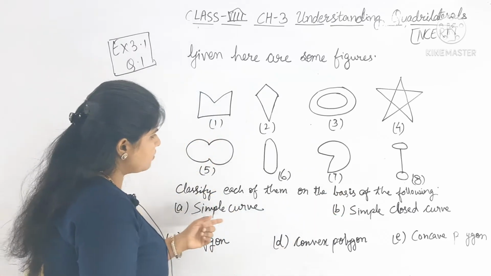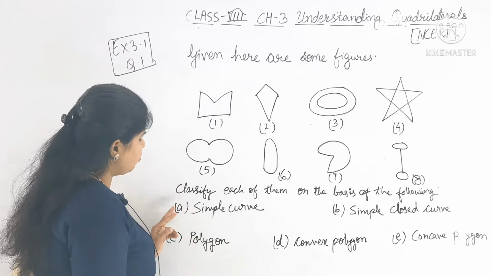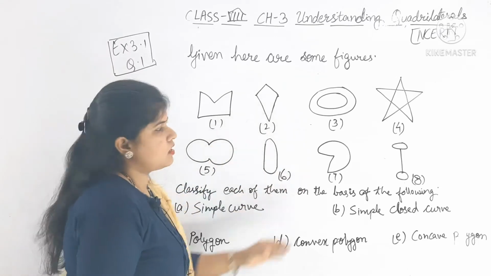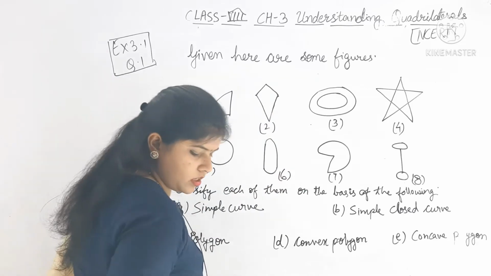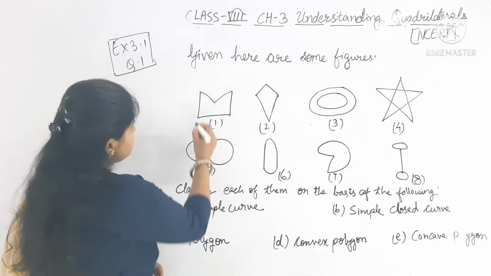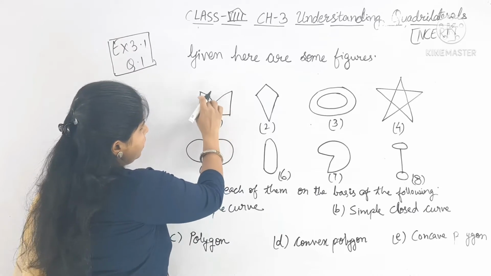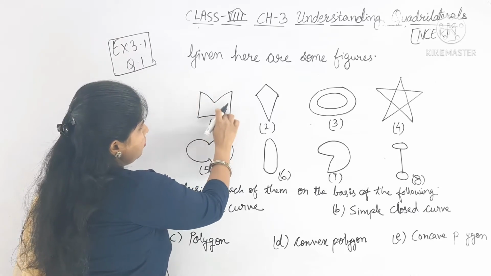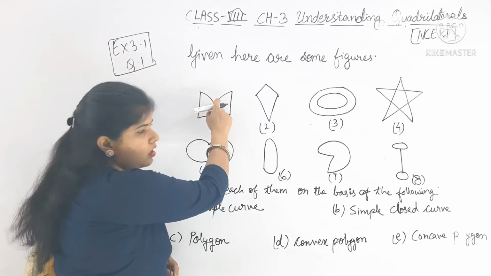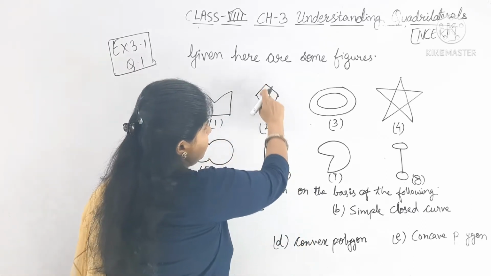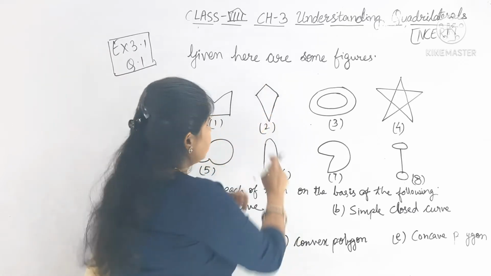Here some curves are given. Part A is simple curve. Which are the simple curves from these figures? You have to see. This is a simple figure. If you hold the pencil, it can run smoothly. Number 2 is also like this, the pencil will move smoothly.